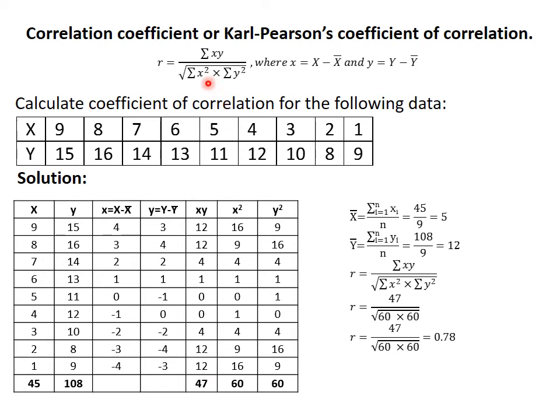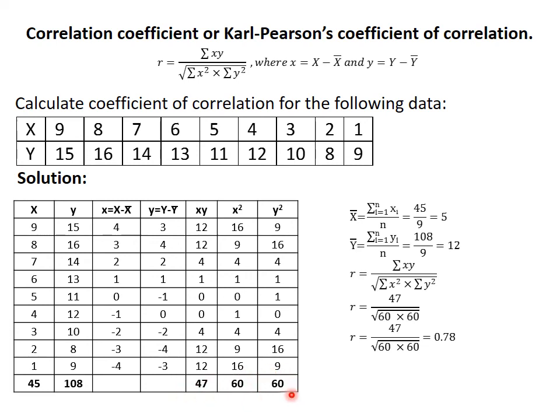Then we have to find the values for x square and y square. That means we have to square these columns. When you square 4, it becomes 16. 3 becomes 9. 2 becomes 4. Likewise, we do the same thing for the rest. When you come to negative terms, while squaring, they become positive. Similarly, we calculate it for y. And finally, the sum of x square is 60 and the sum of y square is 60.